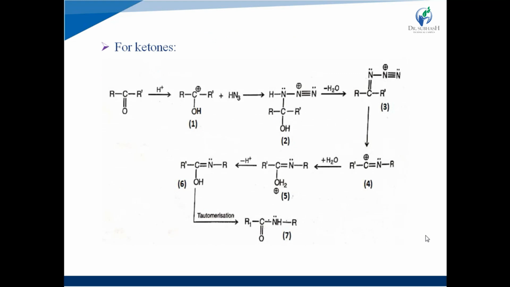Next mechanism, for ketones, R-CO-R, right? Ketone or aldehyde. Now, again, this mechanism also starts with the protonation of the carbonyl oxygen. Protonation of the carbonyl oxygen makes the oxygen atom positively charged. Why? This protonation occurs on the oxygen atom, so that a lone pair of electrons is used by this proton to form the bond with it, that is the OH bond.